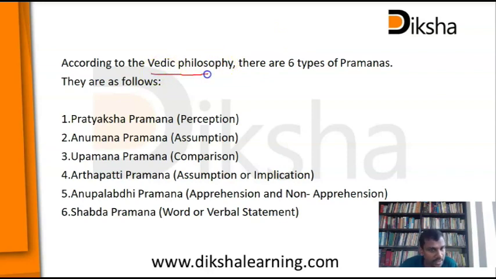As per Indian Vedas or as per Vedic philosophy, basically there are 6 types of Pramanas. They are Pratyaksha Pramana or perception, then Anumana Pramana or assumption, then Upamana Pramana or comparison, then Arthapatti Pramana or implication, then Anupalabdhi Pramana, apprehension and non-apprehension, and the last one, Shabda Pramana, word or verbal statement.